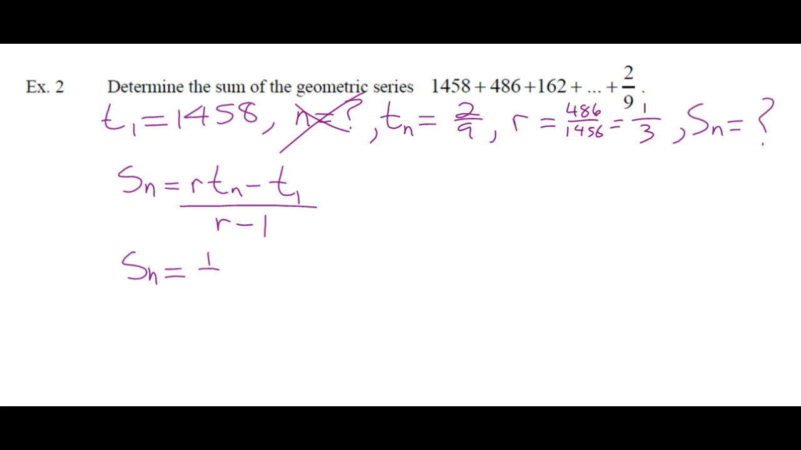So S sub n is equal to (1/3 times 1458 minus 2/9) over (1/3 minus 1). Alright, just try this in your calculator. Stick it in, get an answer. I don't think I necessarily need to see 27 intermediate steps here. Well, okay, 1/3 of 2/9 is 2 over 27. Minus 1458 is, minus 14, whatever, who cares?